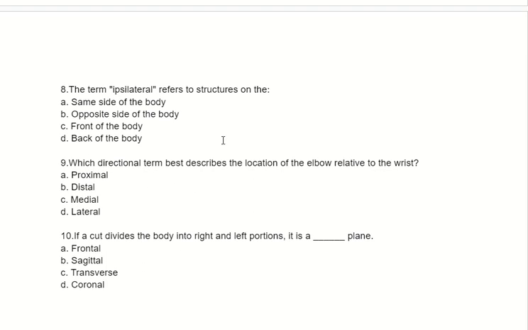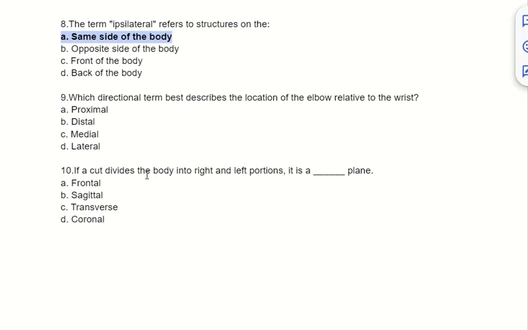So the term ipsilateral refers to structures on A, same side of the body, B, opposite side of the body, C, front of the body, or D, back of the body. So if you hear ipsilateral, you're going to want to think the same side of the body, which is A, the correct answer. If you know what the opposite of that is, it would be contralateral. Contra meaning opposite, against. And ipsi, meaning equal. So that's a good way to remember it as well.